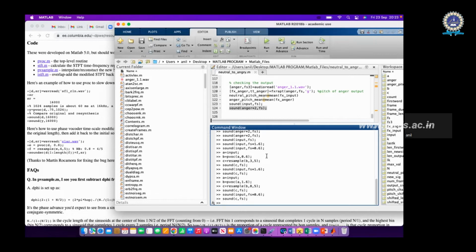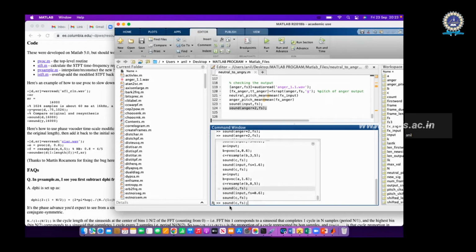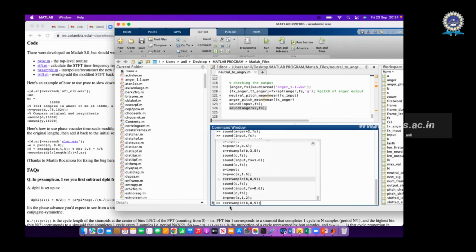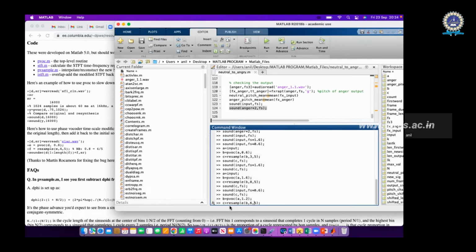You know, I can change the pitch, or I can change the duration by keeping the pitch intact. You can see here, I can also convert into another female. You see here. Instead of 1.6, for example, let me take 1.2 and see as resample 6,5 sound.